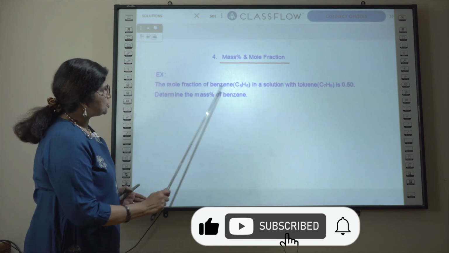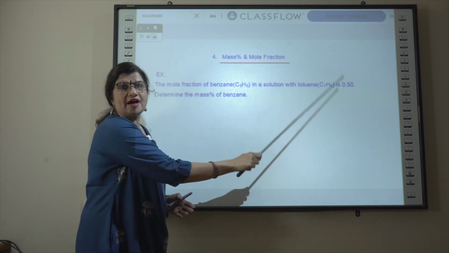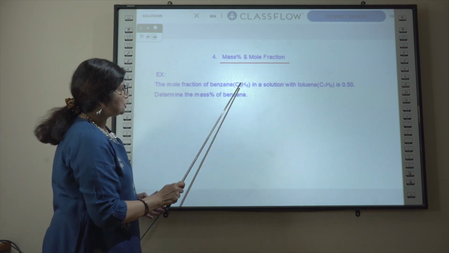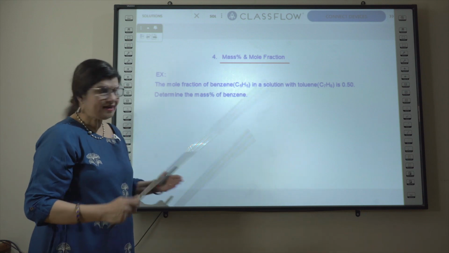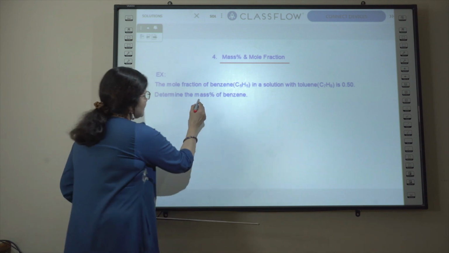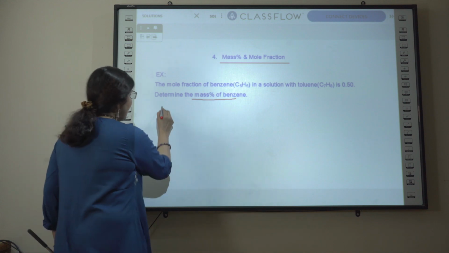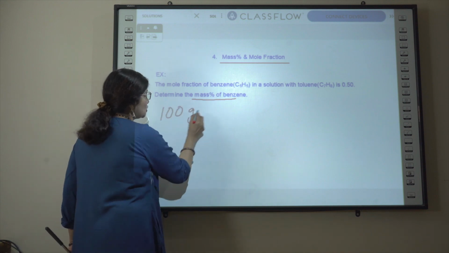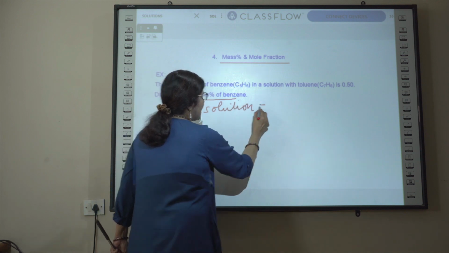The mole fraction of benzene in a solution with toluene is 0.50. That is the mole fraction of benzene. So you have a mixture of benzene and toluene. Determine the mass percent of benzene. Let's understand this first. Mass percent of benzene implies 100 grams of the solution.